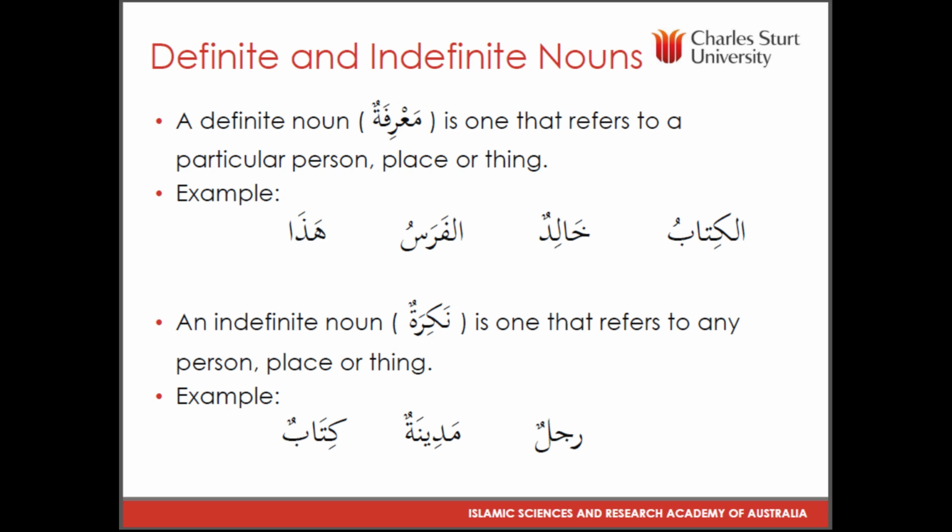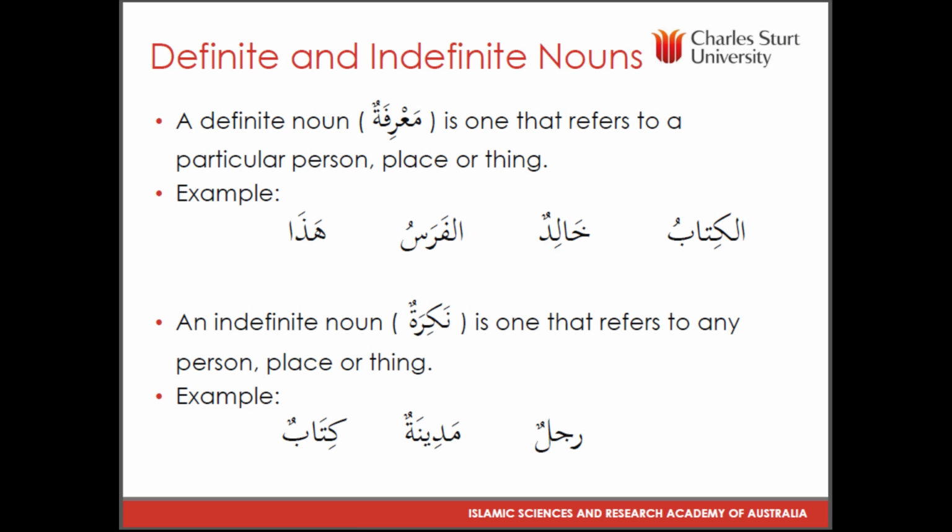So, definite and indefinite nouns. A definite noun, ma'rifah in Arabic, is one that refers to a particular person, place or thing. When you say ma'rifah, in terms of meaning, this term itself means something that is known. Ma'rifah is known, isn't it? So when you say ma'rifah in Arabic, it should be a person, thing, or place that is definite. It is known by everyone.